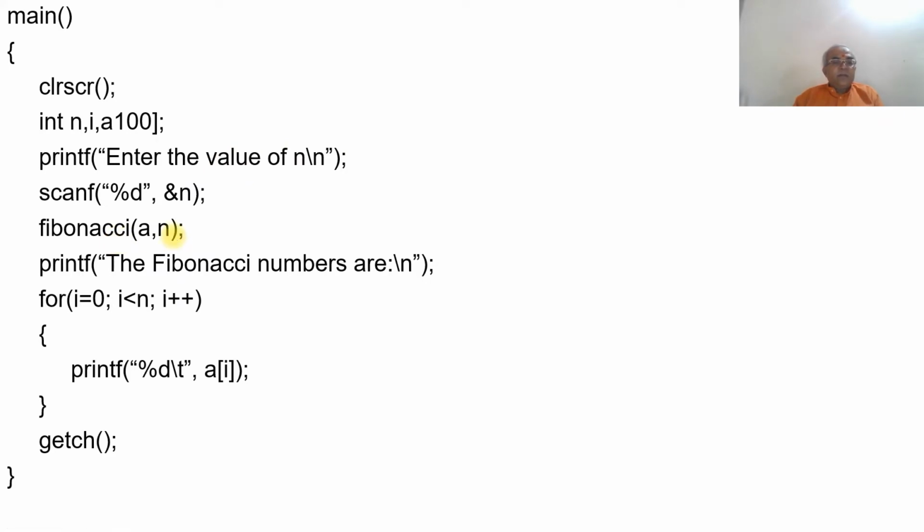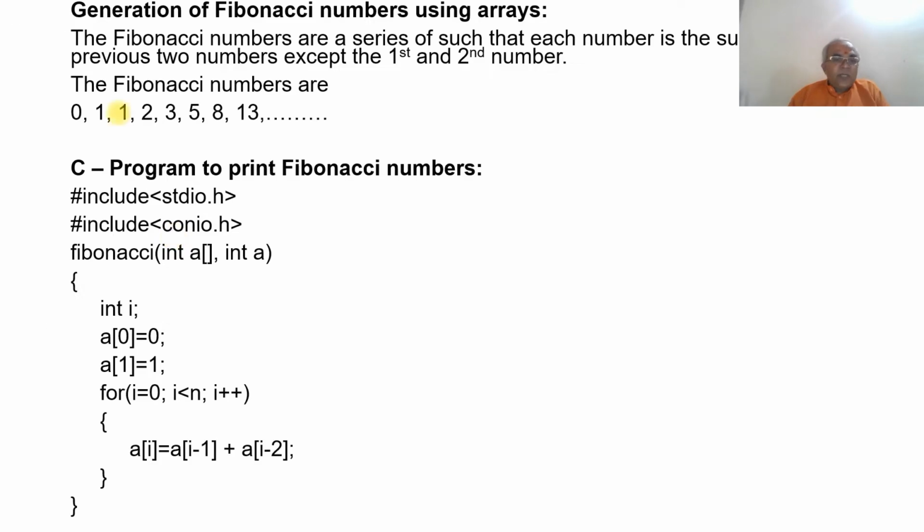Once you call this function with a and n, it goes to this. Initialize the value of a[0] as 0 and a[1] as 1. Once you have a[0] and a[1], it starts from 2 now. So i is equal to 2. Is 2 less than 5? Yes, then i plus plus, open the loop. So what is a[2]? a[2] is equal to a[2-1], that becomes 1, plus a[2-2], that becomes 0. That means a[1] plus a[0]. What is a[1] plus a[0]? This is a[0], this is a[1], so this becomes 1.